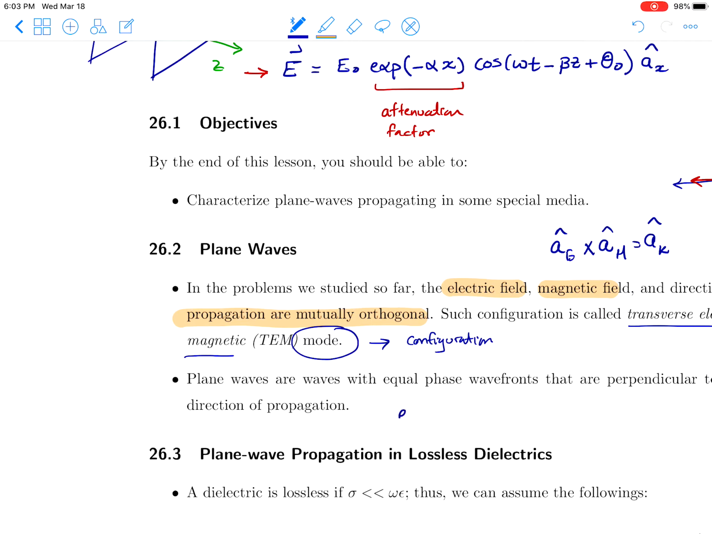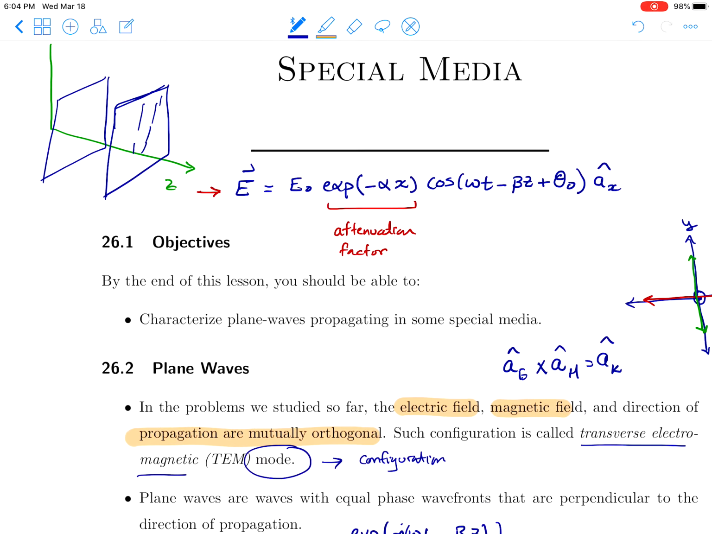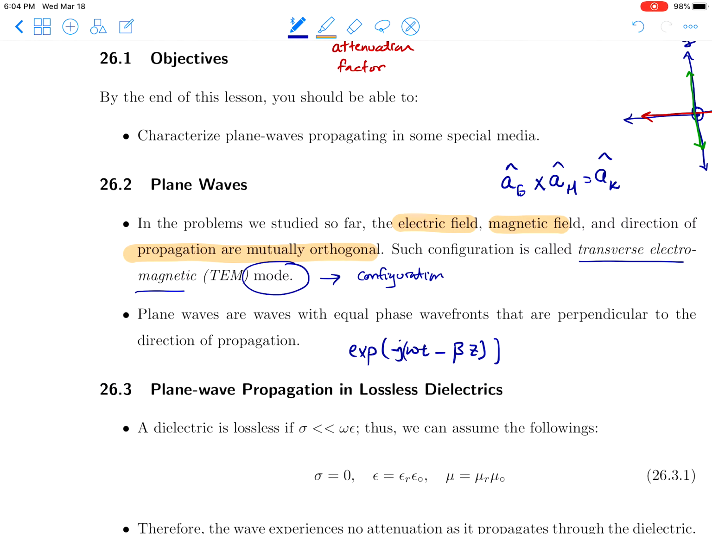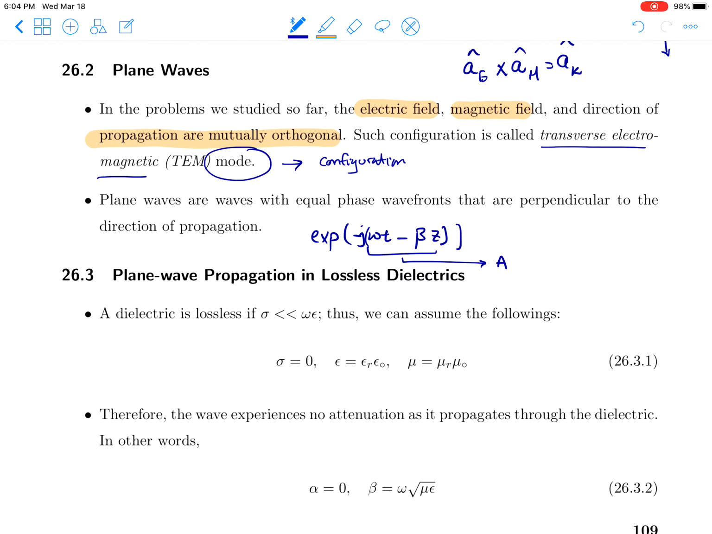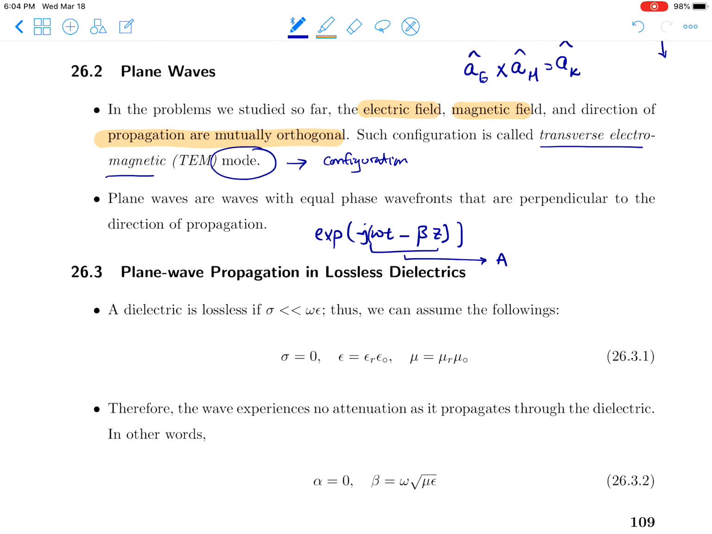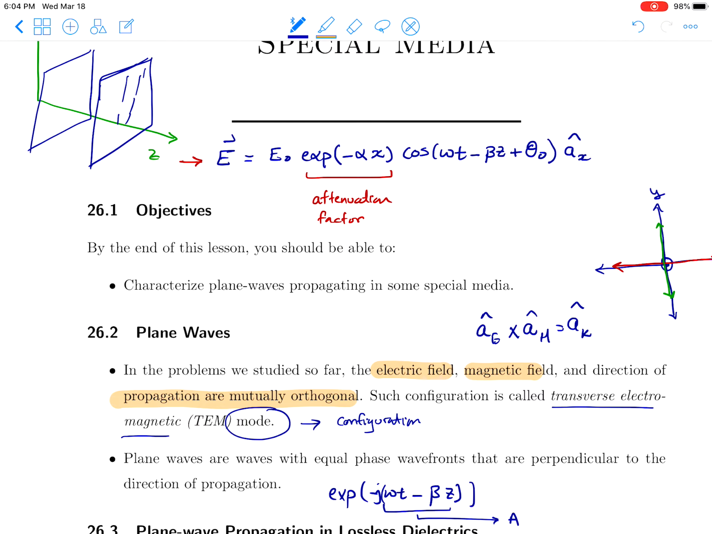What that means is, if I have exponential j omega t minus beta z, then at any point in this plane, this one is constant. For example, let's say this one is A. We can go into details about plane waves, but this is beyond the scope of this lecture.